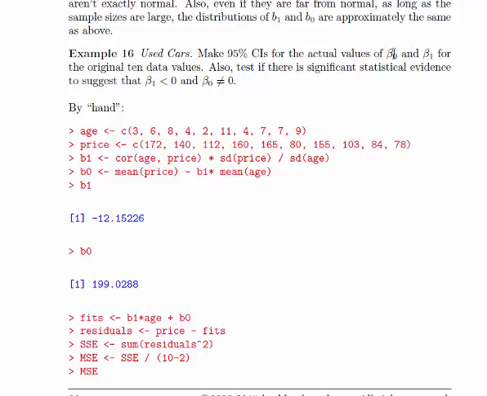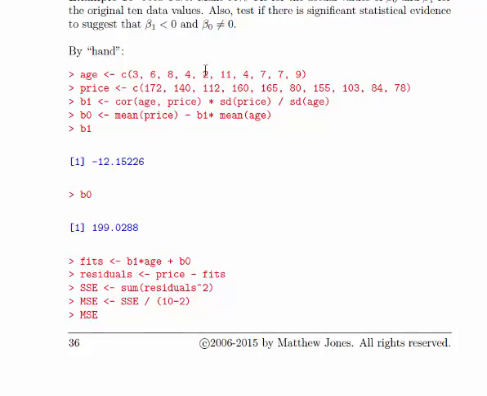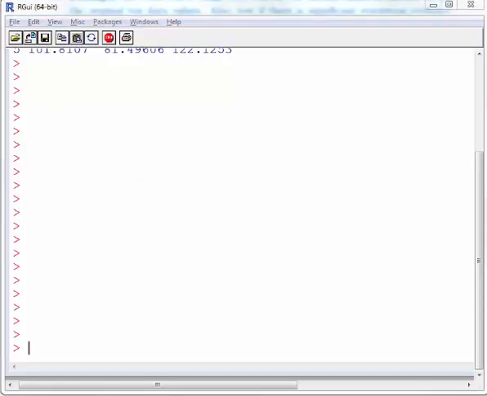Let's just make an individual 95% confidence interval for beta naught, and then another 95% confidence interval for beta 1. Also let's run a hypothesis test to see if there's statistical evidence to suggest that beta 1 is less than 0 and beta naught is not equal to 0. So we can sort of do this by hand, more or less. I've got R pulled up here.